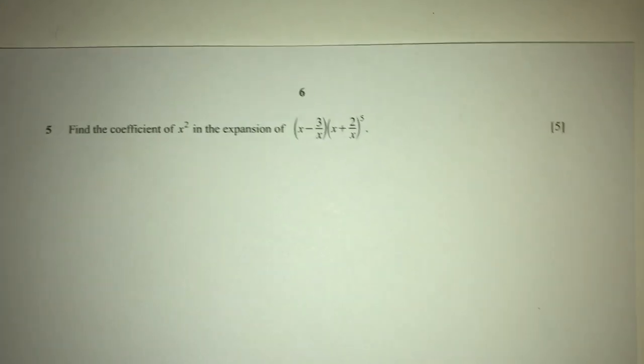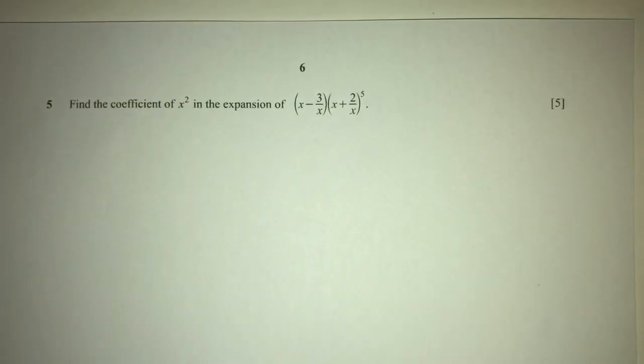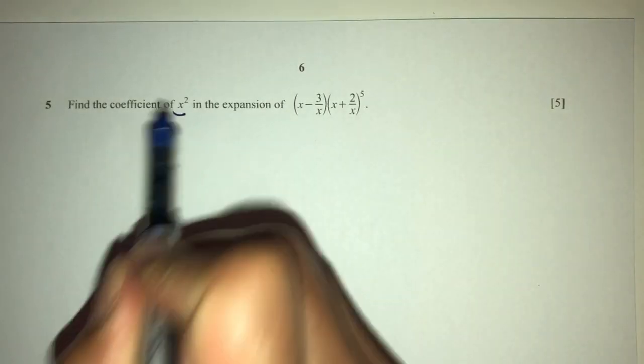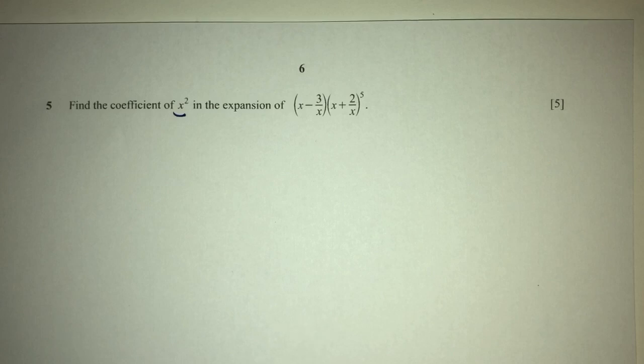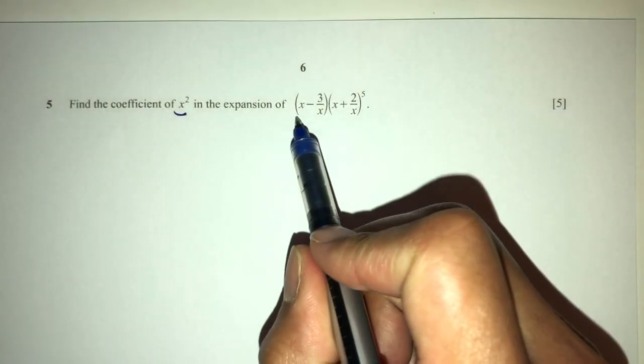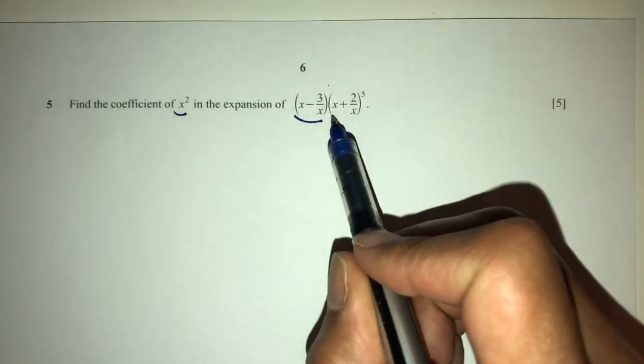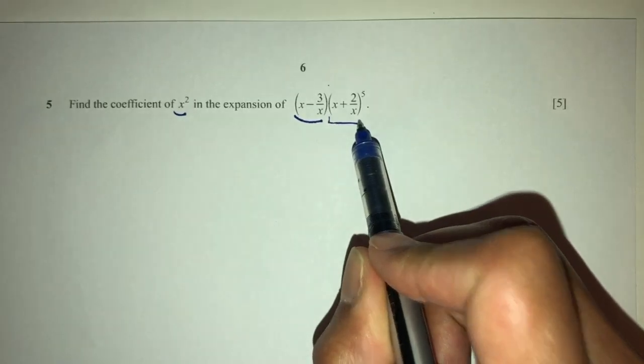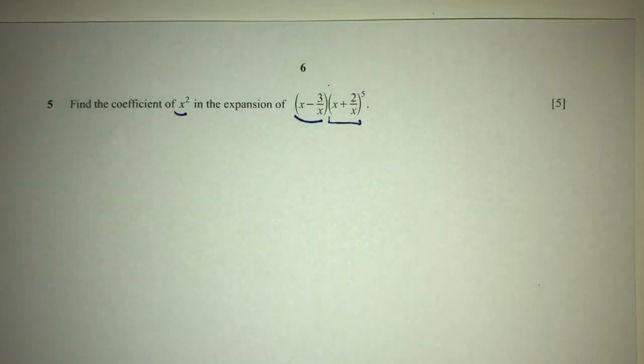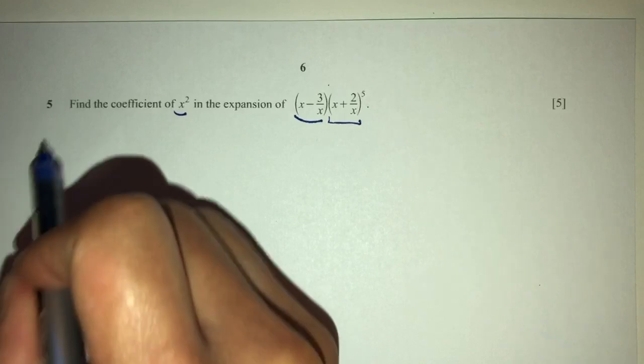Now let's move on to question number 5. So here we have to find the coefficient of x squared in this expansion. So as you can see, we only care about the term in x squared. But there's many ways of doing this question, so let me do one of the easiest ways. So here, as you can see, it is simple, there's no powers here. But here I have something in powers. So what I can do first, to make my life easy, is expand this one.